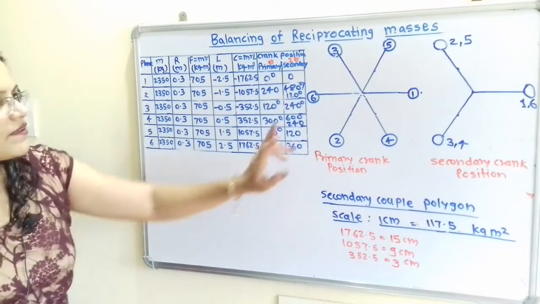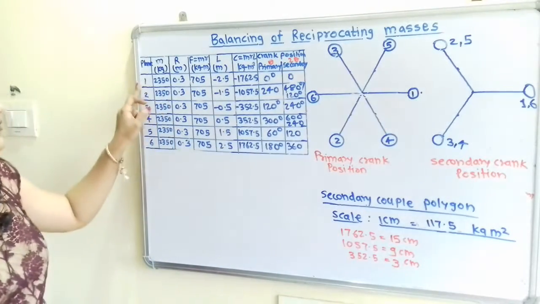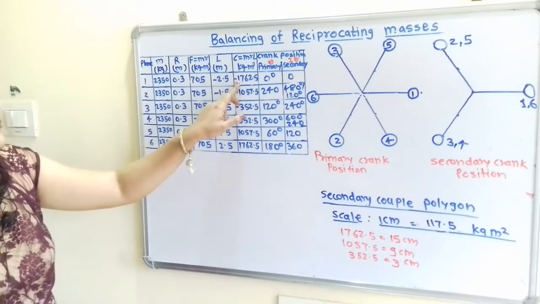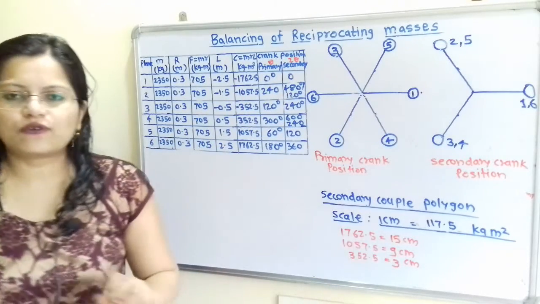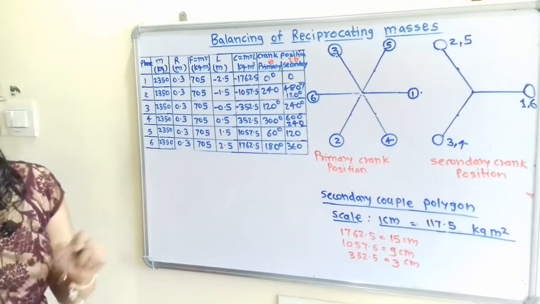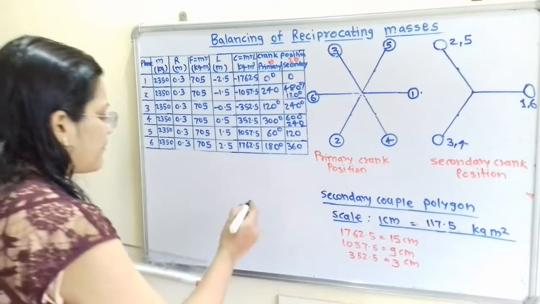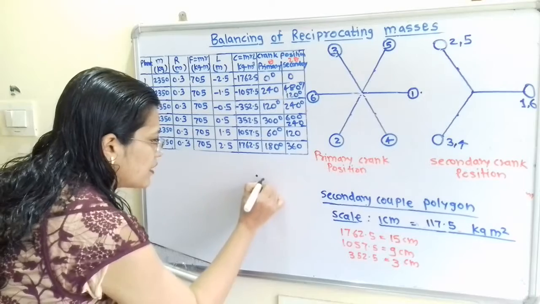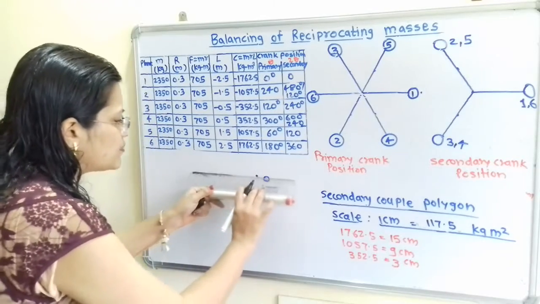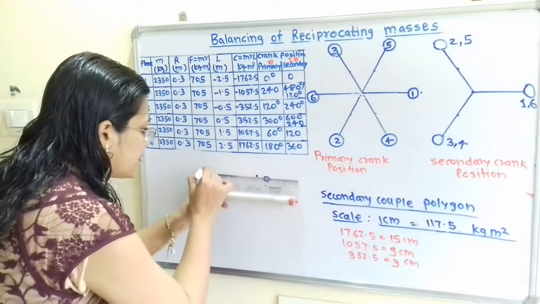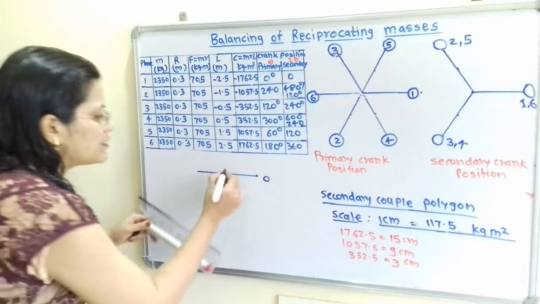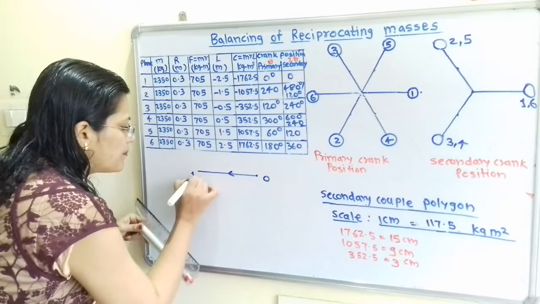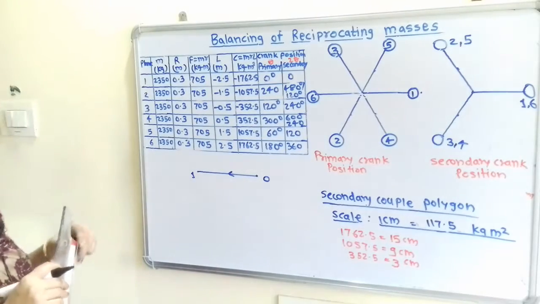So first we will take plane 1. Plane 1 is at 0 degree, magnitude is negative, and for this negative magnitude we have to take 15 centimeter distance. So first I will take here 0, then this is the reference point, take 15 centimeter line. For negative magnitude, show the direction towards the left hand side, mark here as point 1.